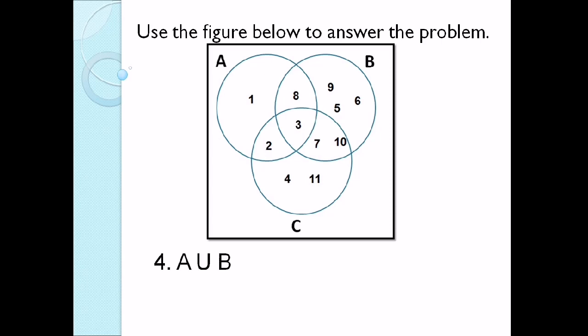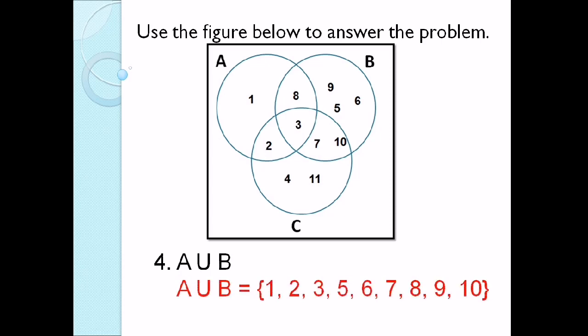A union B. Look at the two circles on top. We just combine the elements of A and B. So A union B is 1, 2, 3, 5, 6, 7, 8, 9, and 10. So that is A union B. Got it?